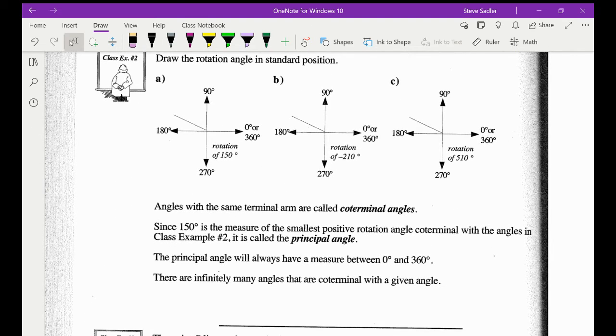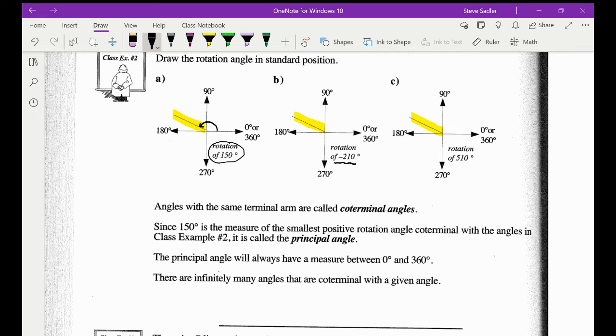All right, so now we have 3 questions that say draw the rotation angle in standard form. You can see that they all actually have the same terminal arm. We know that we want to be starting from the positive x arm. In this case, they're looking for a rotation of 150 degrees. I think that would go just like that, right? 150 degrees. The next one says a rotation of negative 210.